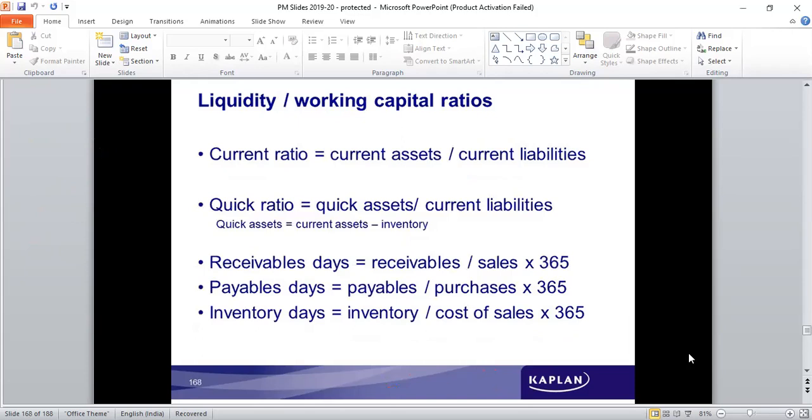After that, we have liquidity ratios. What is the meaning of liquidity ratios? The liquidity situation talks about the ability to convert current assets into cash, and with the cash, meeting the payments.